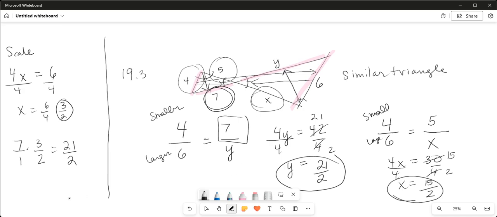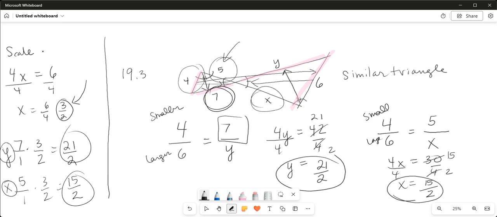That's what y equals. And for the x, if I multiply the 5 times 3/2, that gives me 15/2. So this is another way of finding this. This is the y value, and this is the x value. What I did is find the scale factor first, and then multiply that by the known side to get the missing side.